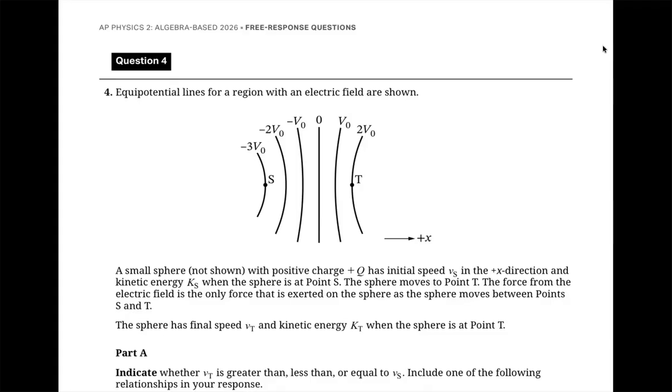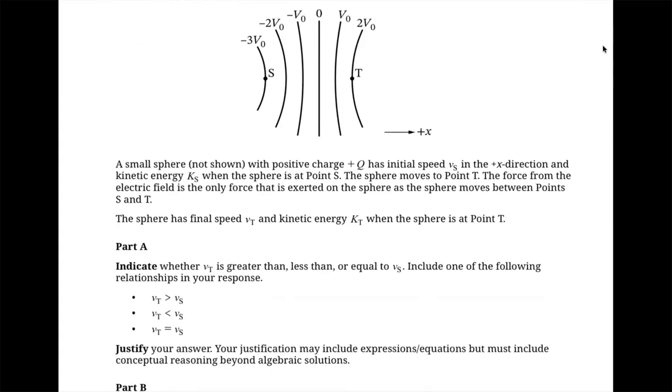So when the sphere reaches point T, it'll have a final speed v sub t and a kinetic energy k sub t. For part A, we need to indicate whether Vt is greater than, less than, or equal to Vs. It seems like the positive charge, moving with speed Vs, is going from a region of low potential to high potential. So there's probably some sort of negatively charged region out here and some sort of positively charged region out here. So I would imagine it's actually going to be a lot slower at point T.